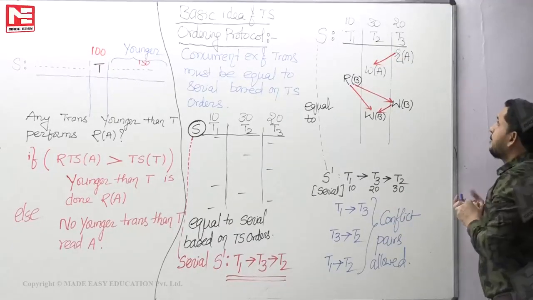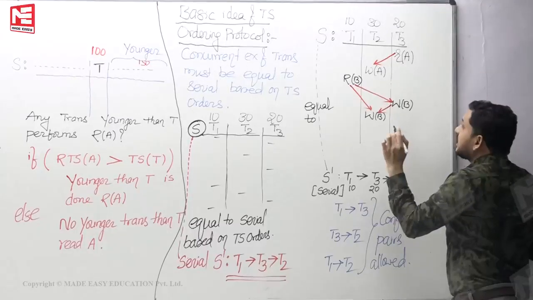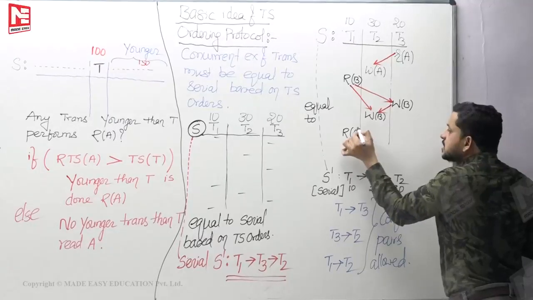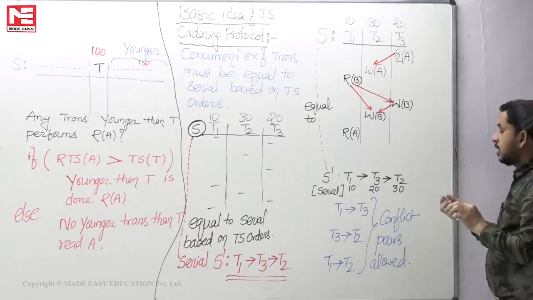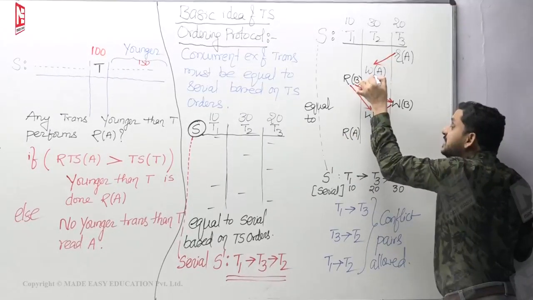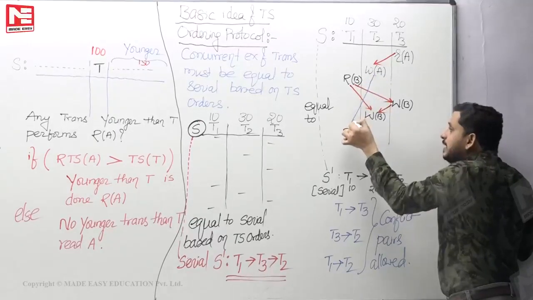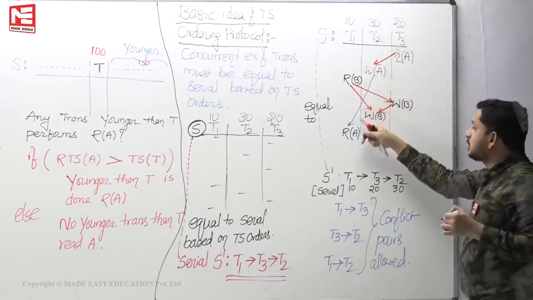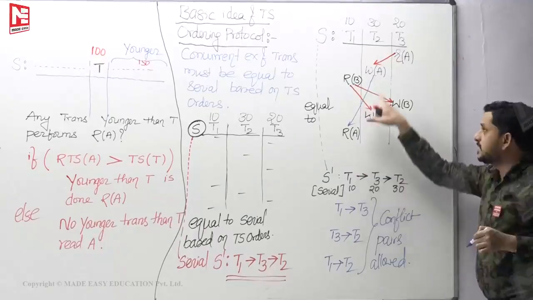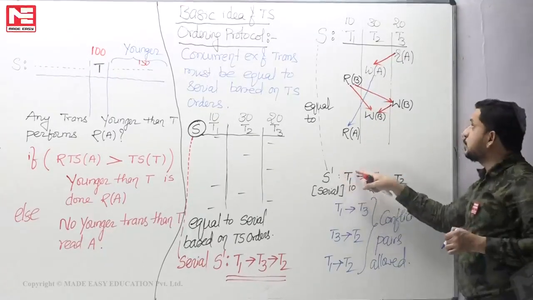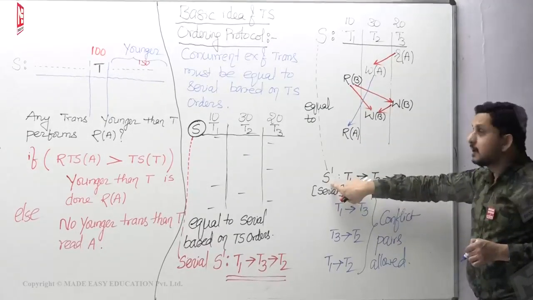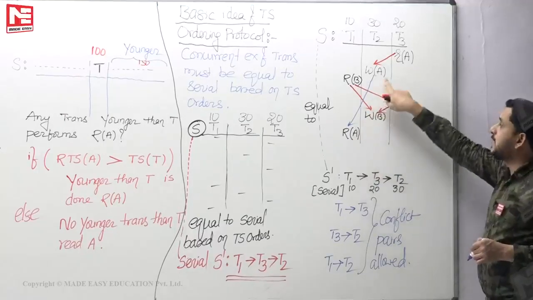So these all conflict pairs are allowed. Now, by chance, transaction T1 requests a read of A. Because of this read request, it becomes a T2 precedes T1 conflict pair. Assume that this schedule is executed in the serial order where T1 executes before T2. Then this read behaves like an initial read, but in this schedule, this read is an updated read.